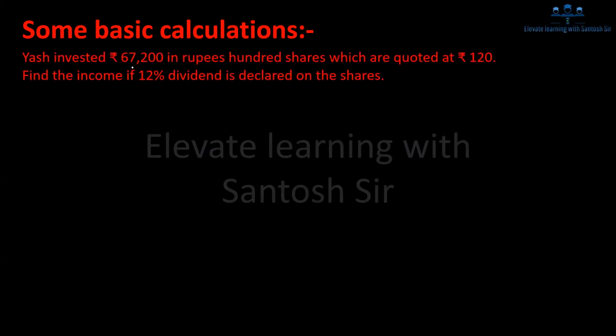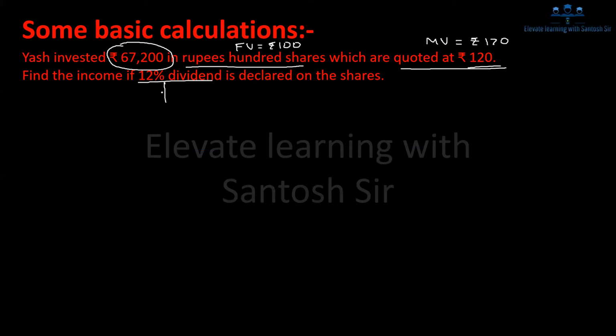Yash invested rupees 67,200 in rupees 100 shares which are quoted at rupees 120. Find the income if 12% dividend is declared on the shares. Now what all things are there with us? We have the total investment in rupees 100 shares, meaning the face value is rupees 100, which are quoted at rupees 120, which means the market value is rupees 120, and the company is giving a dividend of 12%.